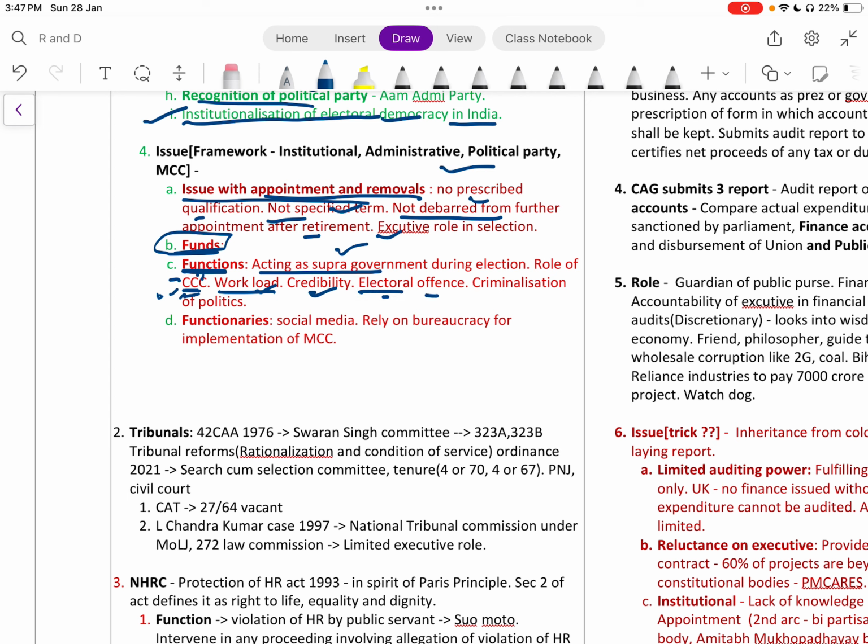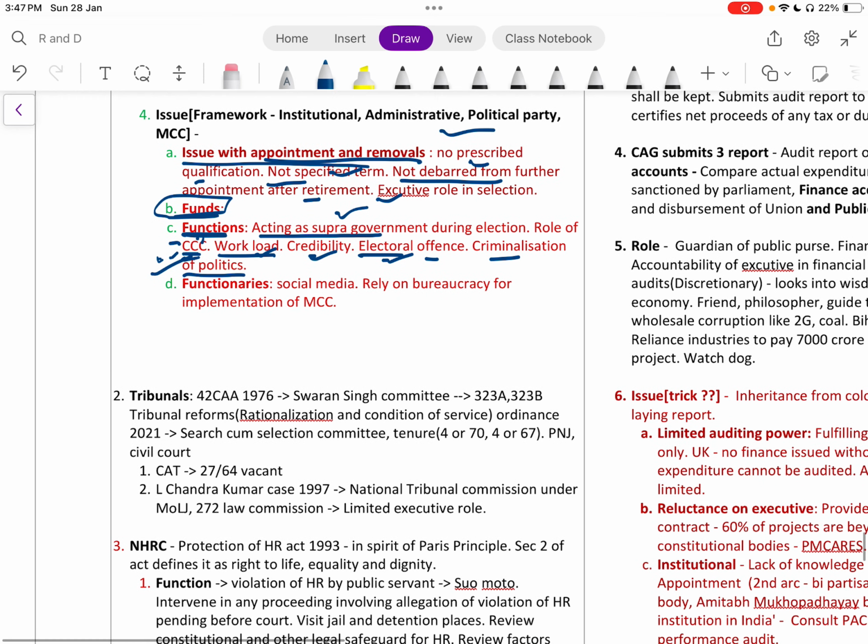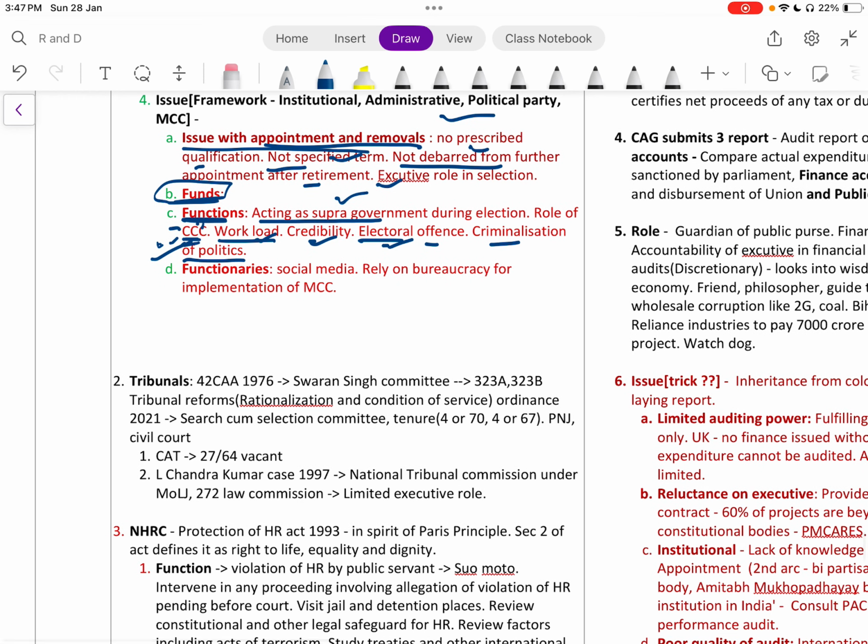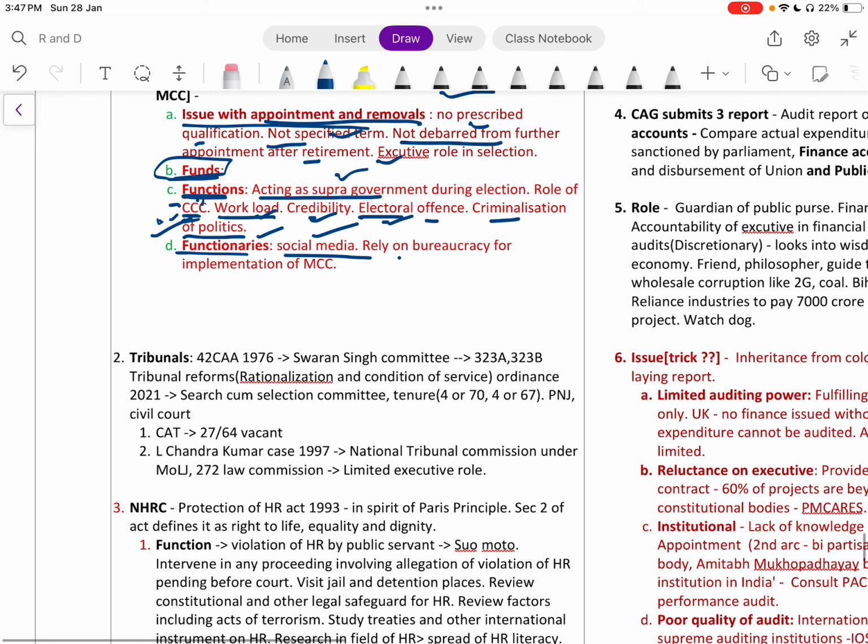Okay, electoral offences are often neglected. Criminalization of politics is a major issue that election commission has failed to address. Functionaries: again, social media is out of its ambit. They rely on bureaucracy for implementation of model code of conduct, which often suffers from the issue of neutrality. Okay.